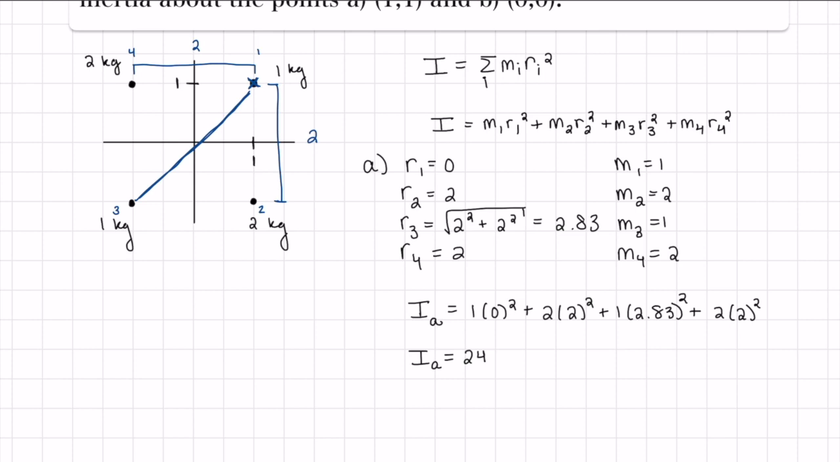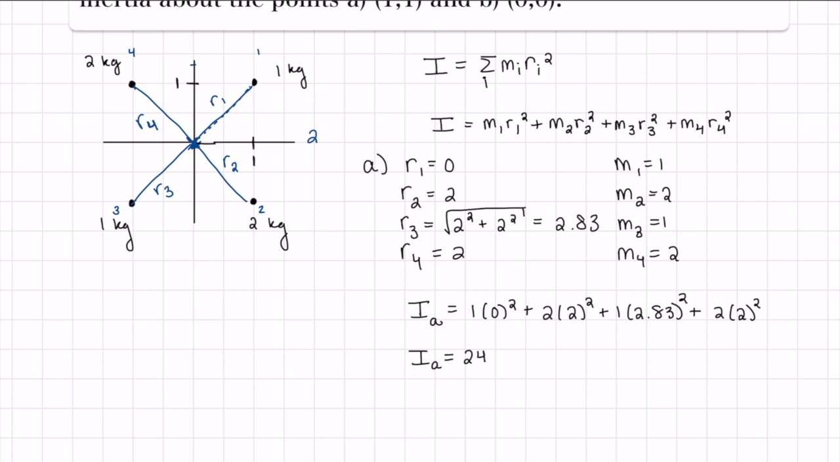Now I'm going to go ahead and try as best as I can to erase these. Our rotation point now being about 0, 0. So for part B, this is going to be R1, this is going to be R2, this is going to be R3, and this is going to be R4. They'll actually all be the same magnitude.